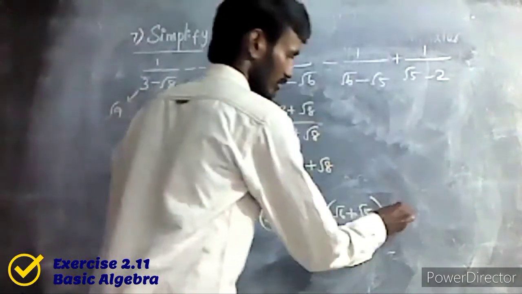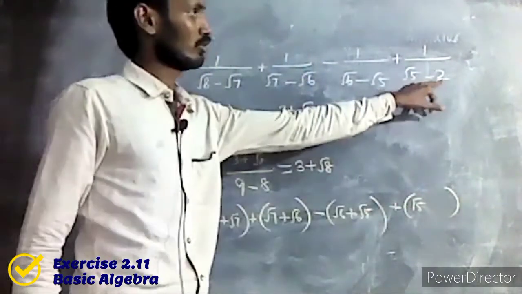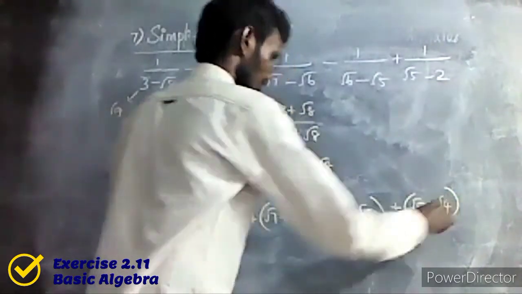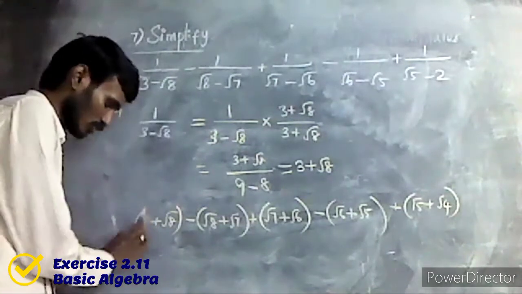Then last term, root 5. This 2 will be root 4 actually. Therefore, minus root 4 will be now plus root 4. And I can write this 3 will be root 9. Therefore, it is actually root 9.